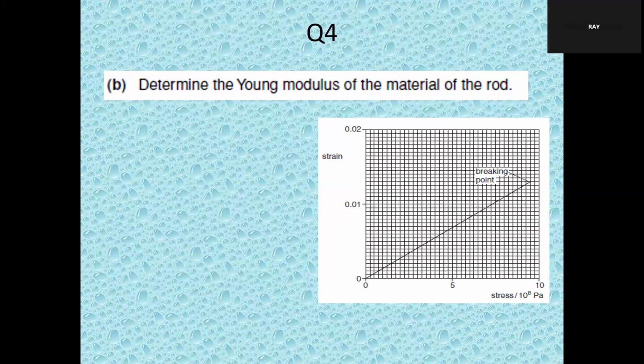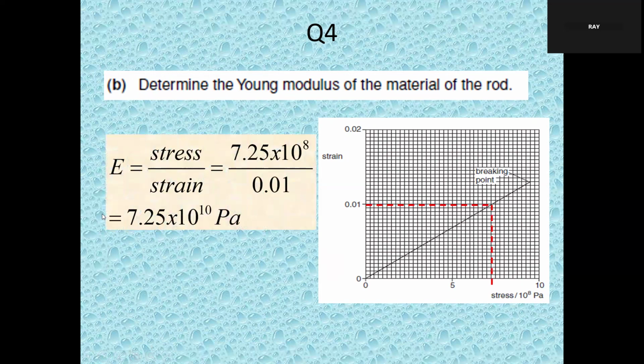Determine Young's modulus. How to determine Young's modulus? Stress over strain. Just take a point. No need for gradient, take a point. Stress over strain, read the value, and choose any point. Stress value, strain value, remember the power.